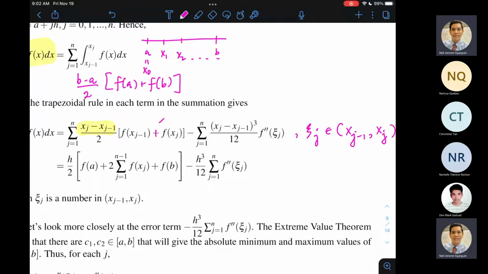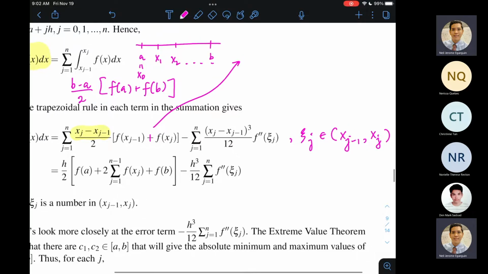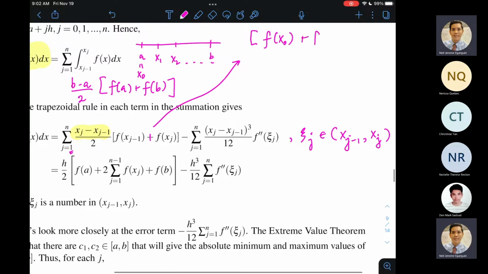So ito ay magiging f of x sub j, no? So first term, kapag kasi j ay 1, yung summation ay nag-start sa 1. So this would be f of x sub 0 plus f of x sub 1, plus f of x sub 1. This is what will happen when j is equal to 2. When j is 2, this would be x sub 2 minus 1. So that's going to be x1 plus f of x2.